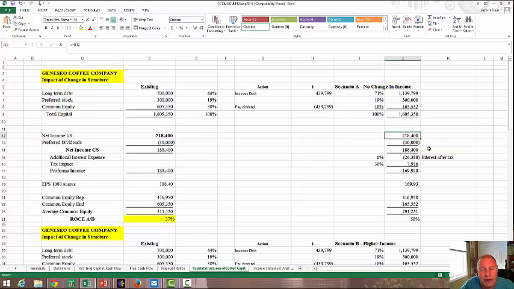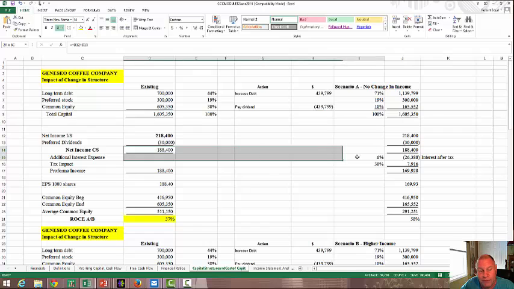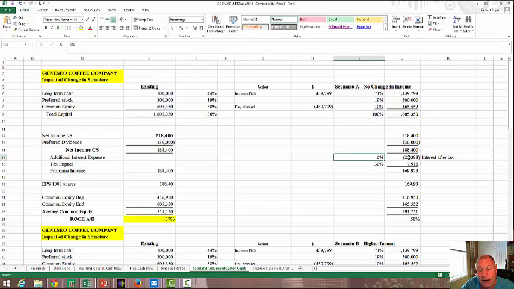So we take the 218.4, and there's the preferred dividends, so we still sum up with 188.18. There's no difference here in our net income before the cost of the interest. Now, we're going to have additional cost because we borrowed more money. So if the interest rate is 6%, income is going to go down by 26,388. That's 6% of the 439 because that's the cost of our debt before tax.